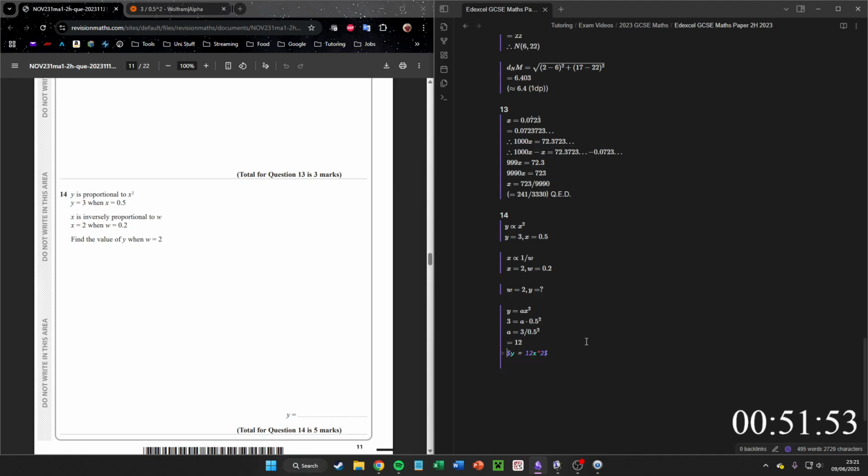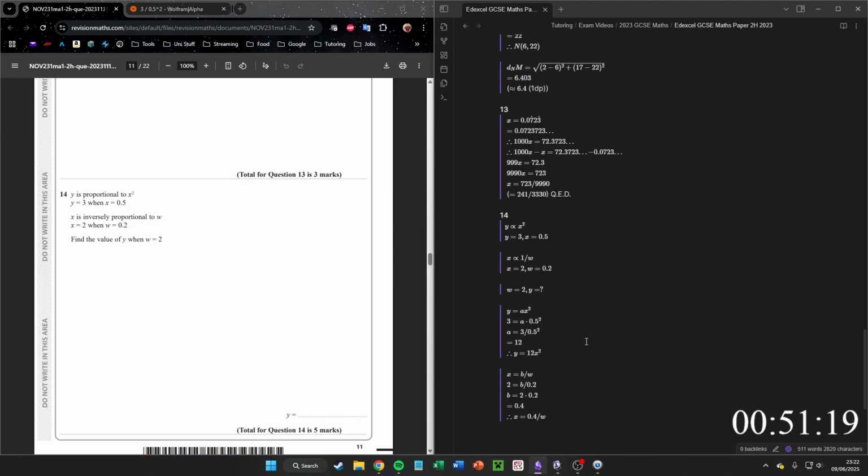I shall put a therefore in that. And then we can continue. We can do the same thing with x and w. X equals b over w. Sub in our figures. 2 equals b over 0.2. And therefore we can say b equals 2 times 0.2. That's quite obviously just 0.4. And we can say therefore x equals 0.4 over w.